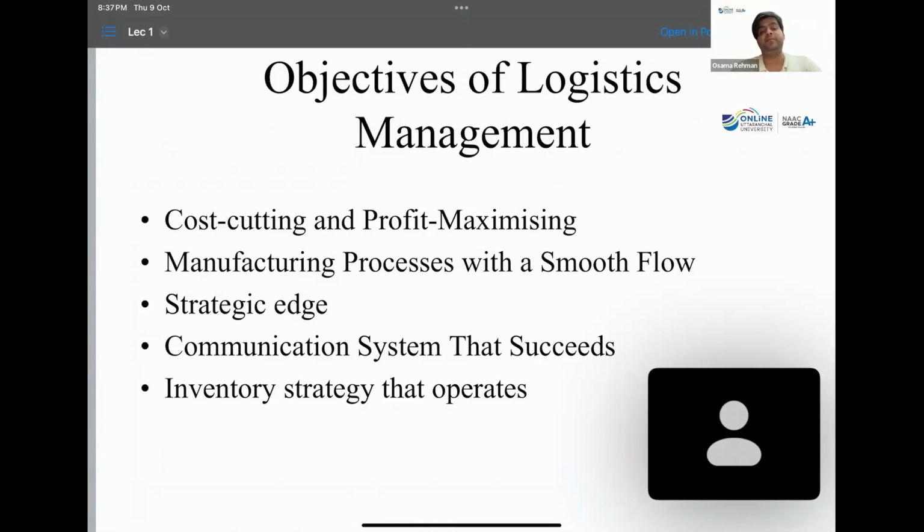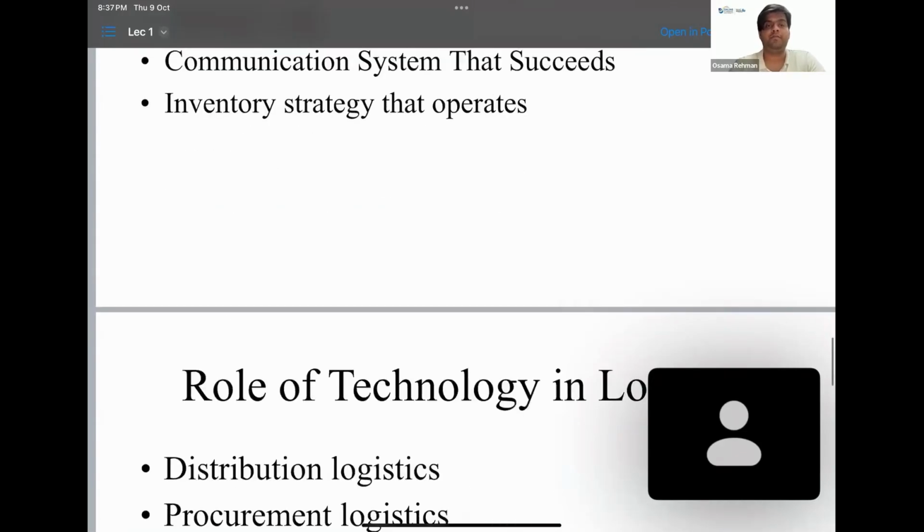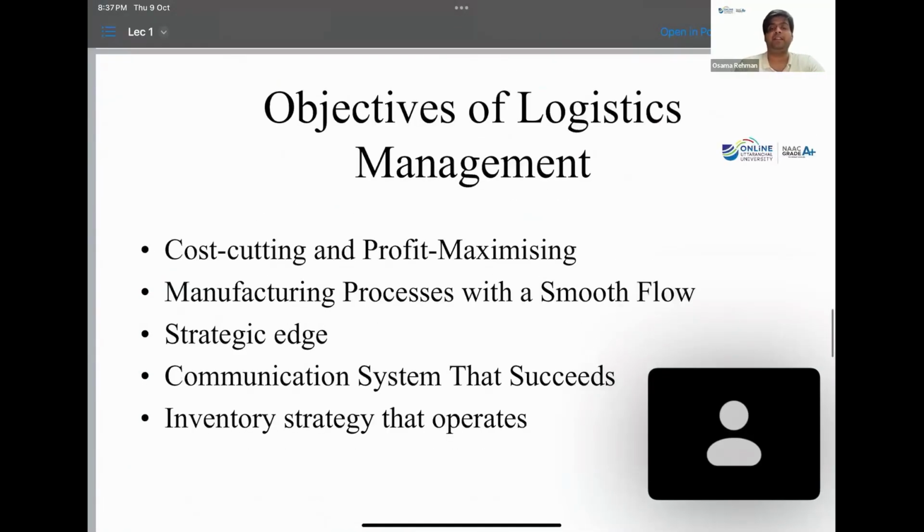Then supply chain coordination. Logistic management seeks to integrate all supply chain activities from procurement to delivery for seamless coordination. This minimizes delay and enhances responsiveness to market changes. It also enhances flexibility and responsiveness. The logistics system should be adaptable to sudden changes in demand, production, schedule, or transportation conditions. A flexible transportation logistic network helps firms respond quickly to customer or market needs, right? I hope that is clear for the objectives of logistic management.